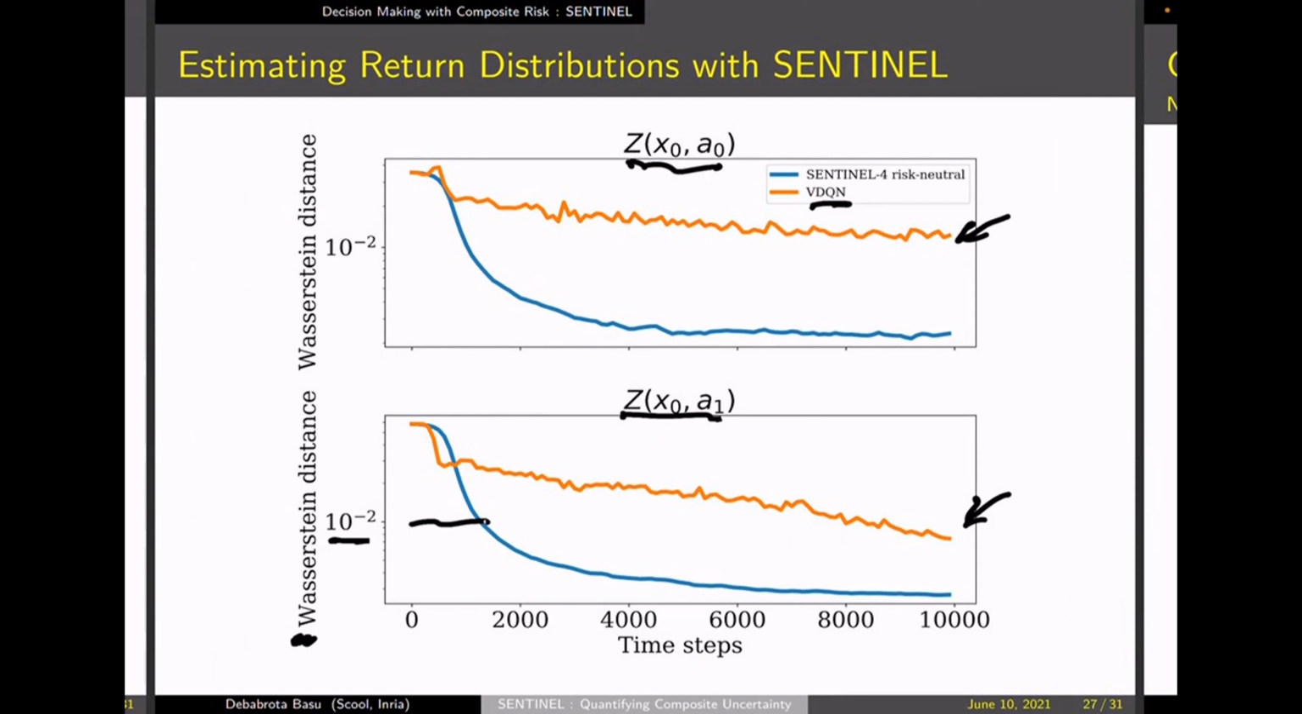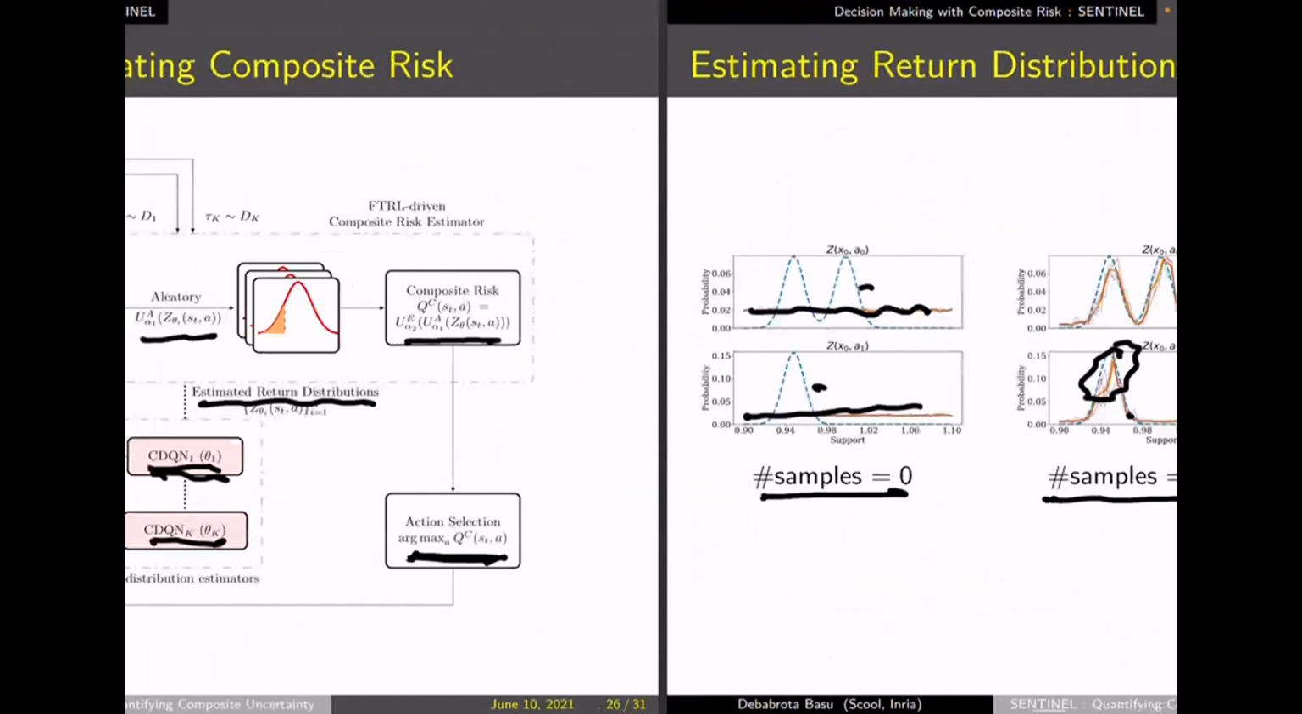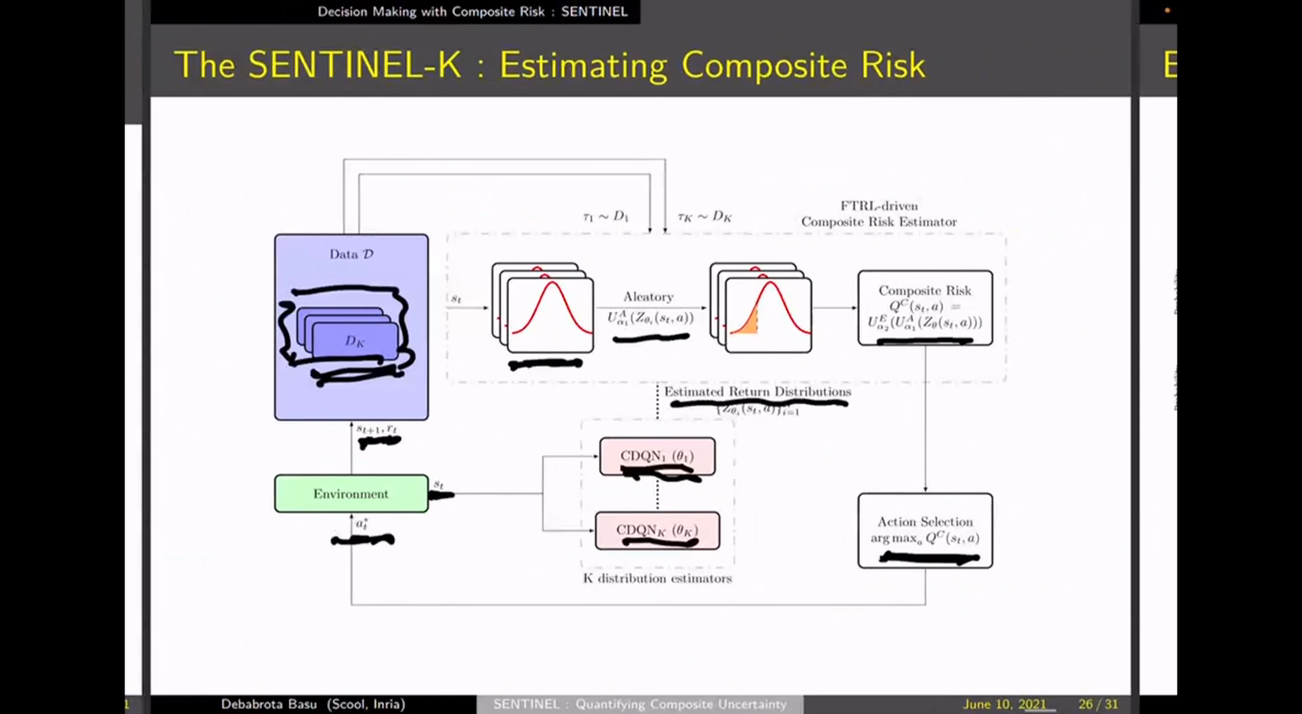Actually, on that topic, you mentioned continuous action spaces, or did I hear incorrectly? So how would your Sentinel model work in continuous spaces? Because if I understood it correctly, you had these distribution estimators. So if you have a continuous space, is it one distribution per action? How does the distribution look like? The estimators.